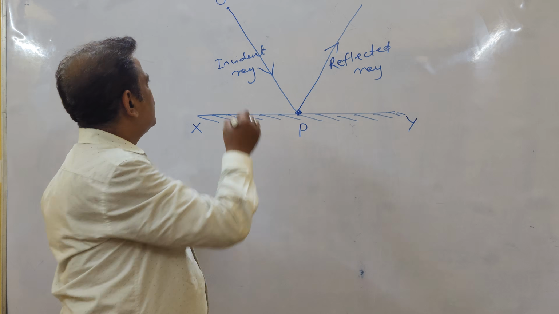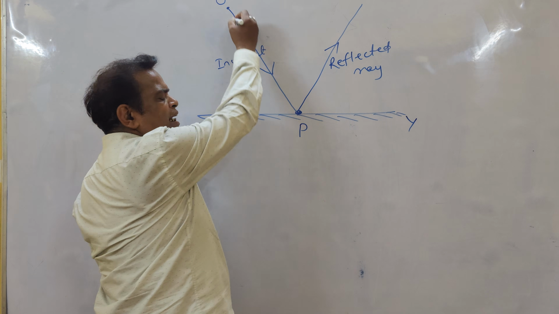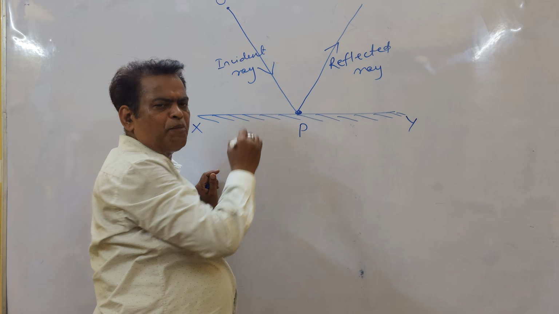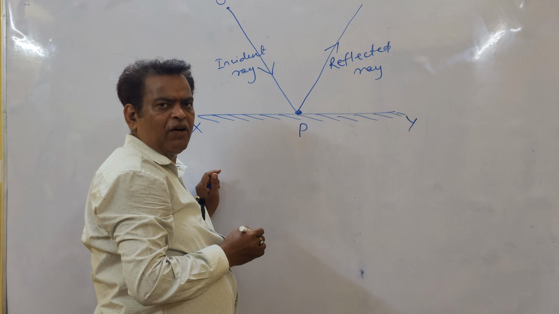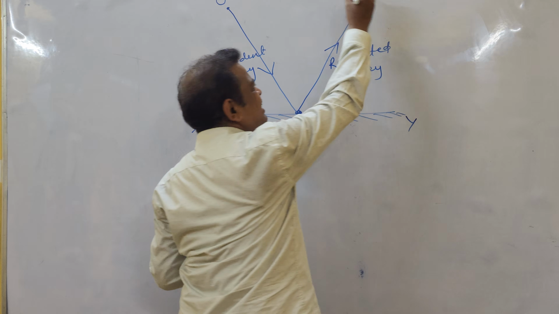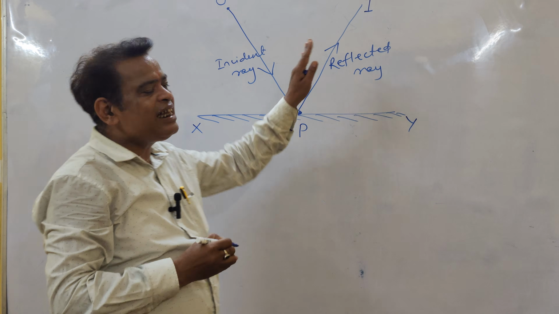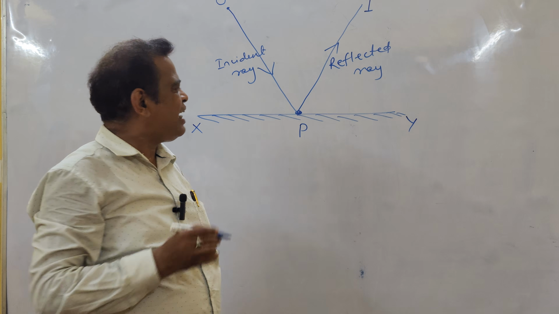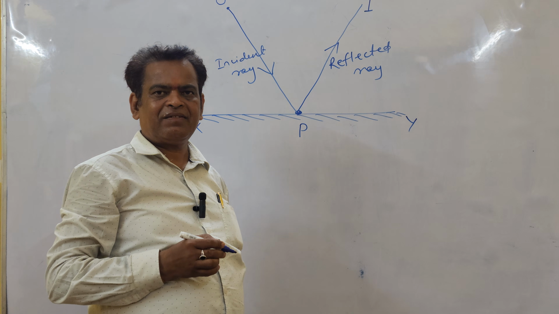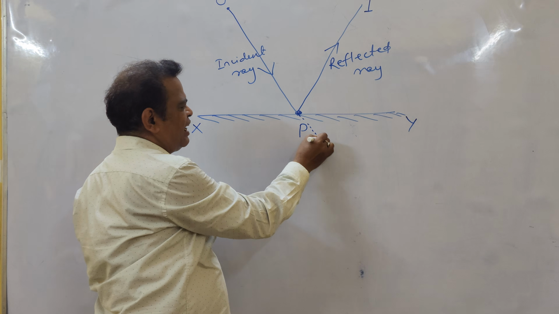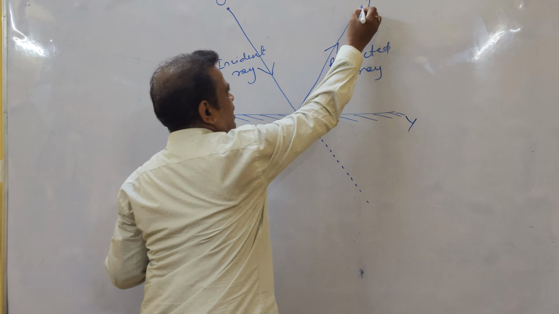Suppose a ray of light coming from the object O takes reflection at the point P of the given plane mirror. If the reflected ray meets at the point I, then I represents the image. By extending this line, here you see.